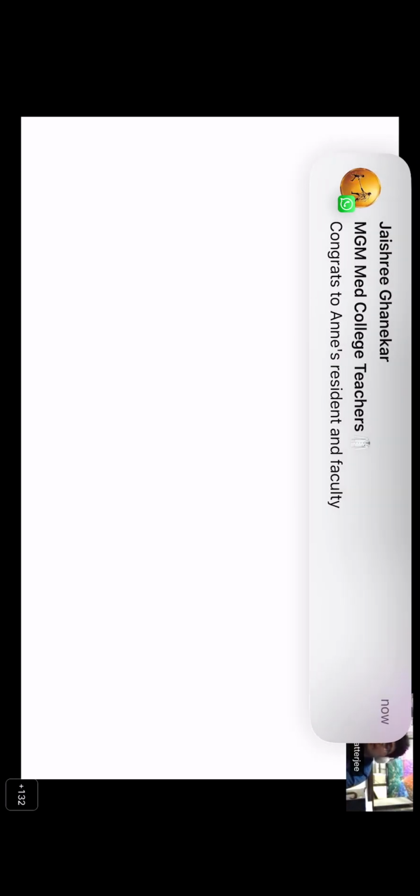So on MPO, we can only say these are MPO negative. If it's positive, we can safely say it's AML, or at least there is a myeloid component to it. But if it's negative, we cannot really say this is ALL. We have to say this is MPO negative acute leukemia, right? So then you will go ahead with immunophenotyping.